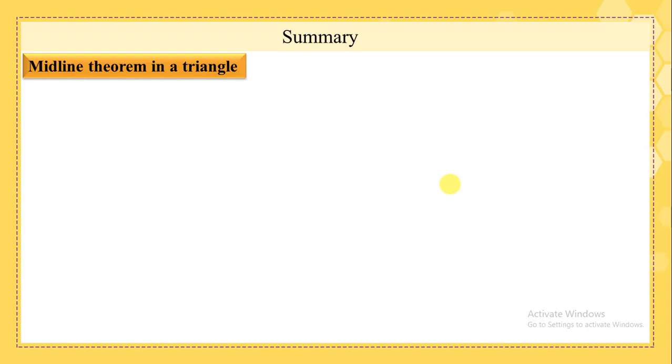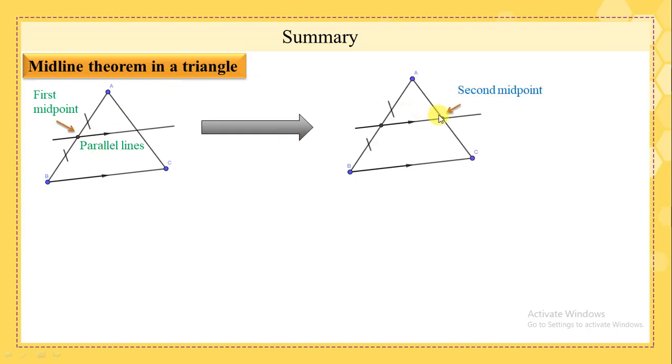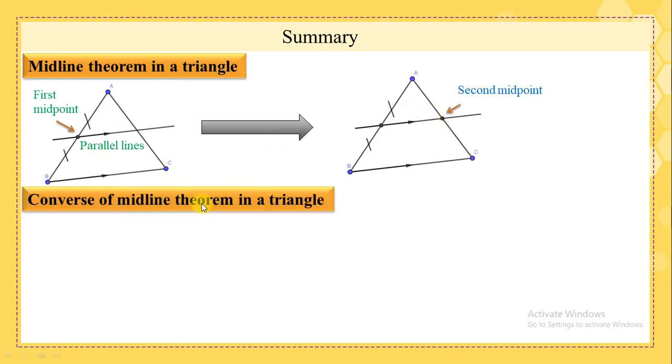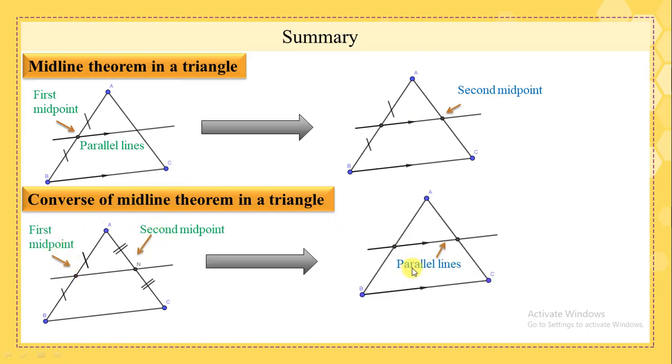Summary. Midline theorem in a triangle. We have the first midpoint and parallel lines. We get the second midpoint. Converse of midline theorem. First midpoint and second midpoint, we get parallel lines.